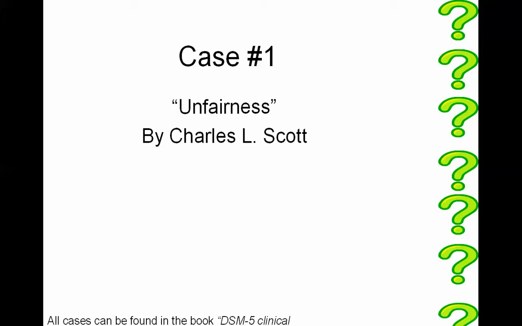Thank you for joining us in the next video, in which we will talk about the answer to case 1 of the clinical psychiatry cases. As you already know, we get our cases from the DSM-5 Clinical Cases book, which was edited by John W. Barnhill. Today we're going to be discussing the answers to case 1, which was called Unfairness. If you don't know the case, go back to the previous video and you'll read about the details.